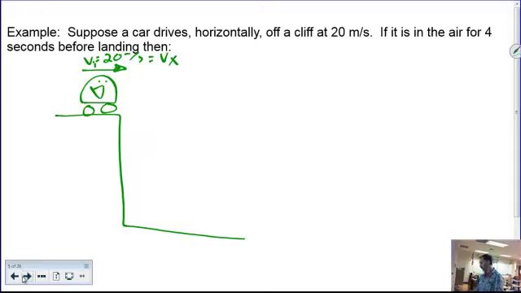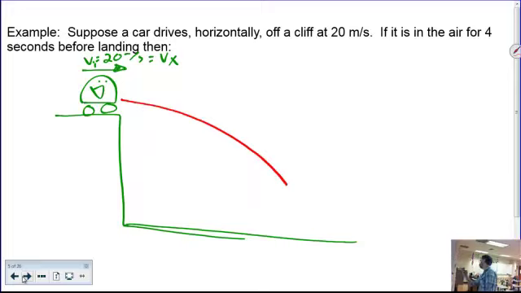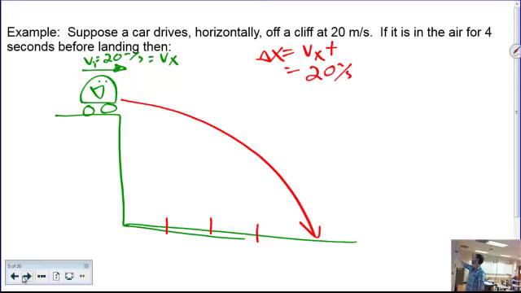So what that tells us is that for every second that the car is in the air, it's going to travel 20 meters. So here's the path the car follows. We'll draw it in red. So our horizontal displacement is going to be Vx times t. It's traveling 20 meters every second for 4 seconds. That means it's going to land 80 meters away.